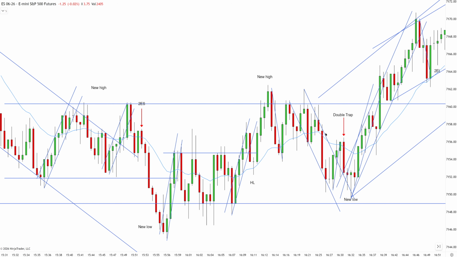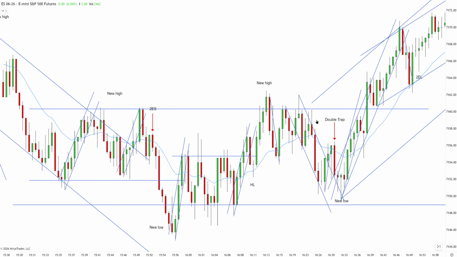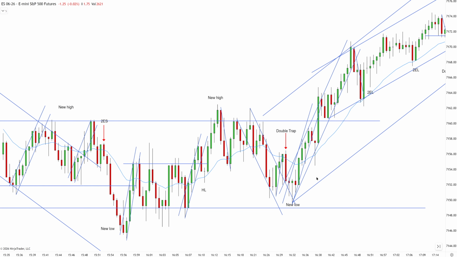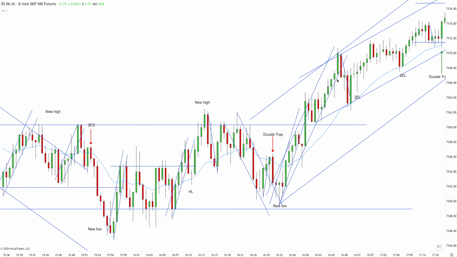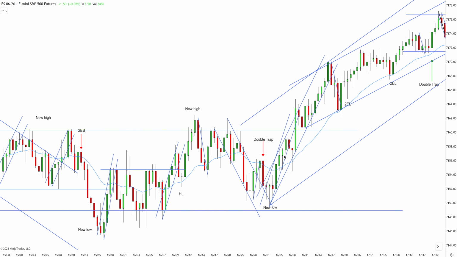Then we chop around for a while. We are part of a consolidation. You saw me taking the double trap and then suddenly the market reversed higher. So now we finally have a new clear established structure.